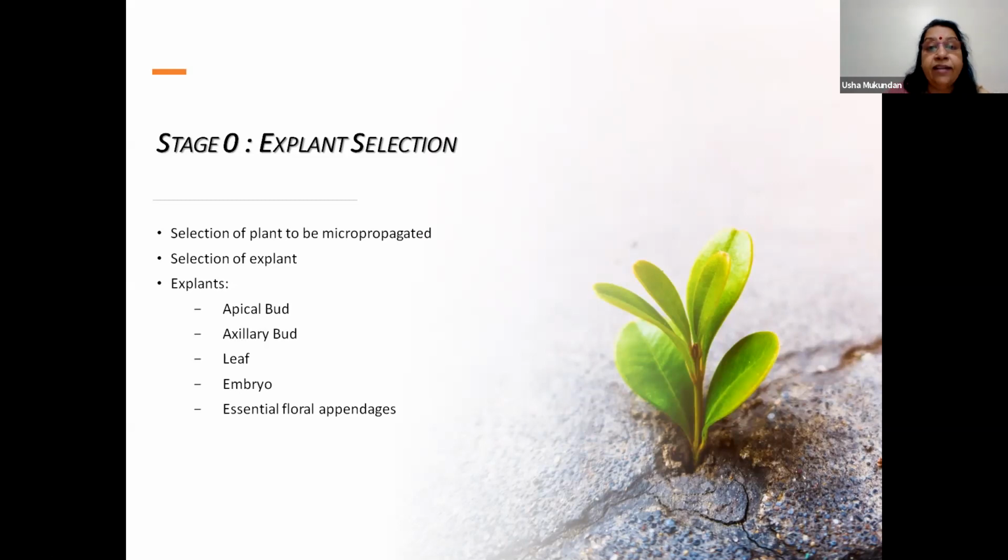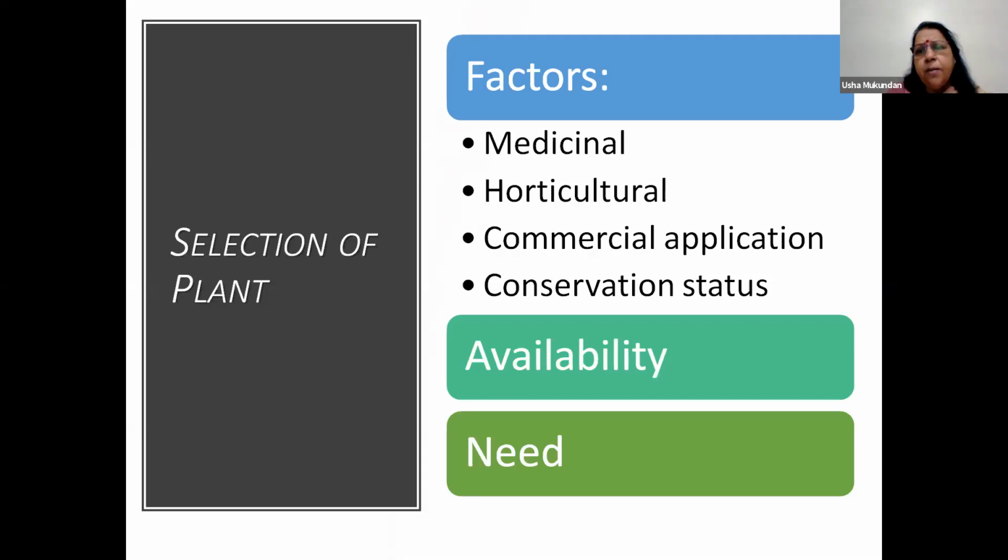Or it can be any of the essential floral appendages, like it can be the petals, it can be sepal, it can be anther, it can be ovule, it can be even the stigma or the style. So in brief, you can say just about anything can be used as an explant material. However, it will depend upon the plant which is a suitable explant material. So when you are standardizing any protocol, standardizing the source and standardizing the explant is also an important practical aspect.